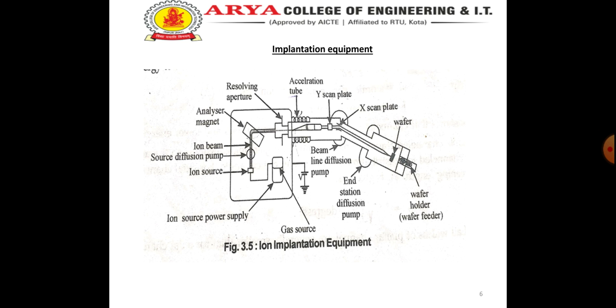In ion implantation equipment, there is a source which feeds a small quantity of gas such as BF3 into the ion source. An extraction voltage of about 20 kV causes the charged ion to move out of ion source into the analyzer. The magnetic field of analyzer is chosen such that only ions with desired charge to mass ratio can travel. Resolving aperture ensures that ion beam is well collimated. After that, the ion beam passes to the acceleration tube.